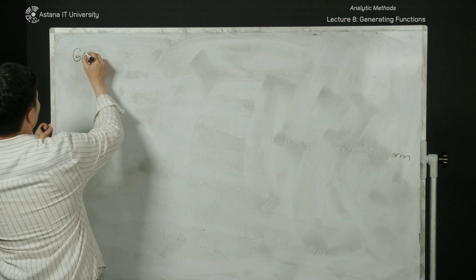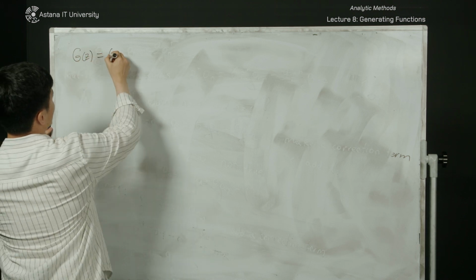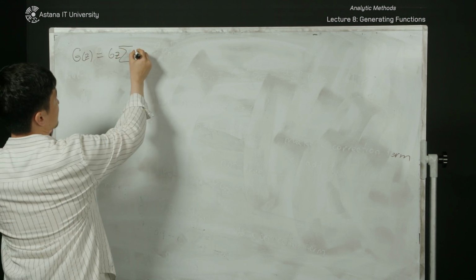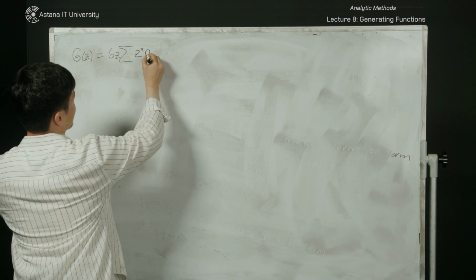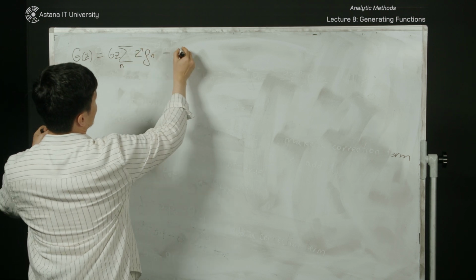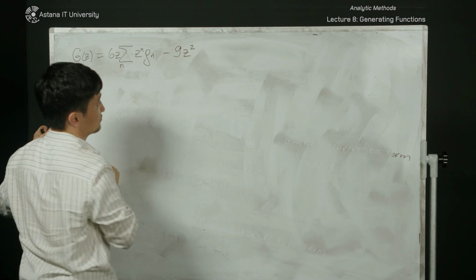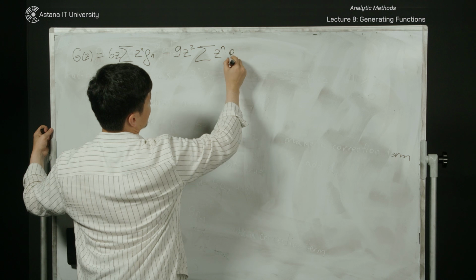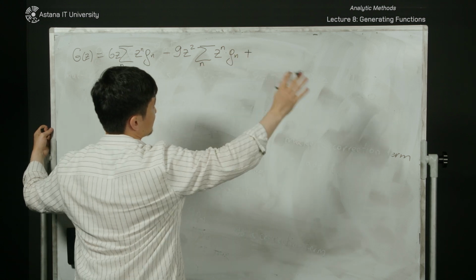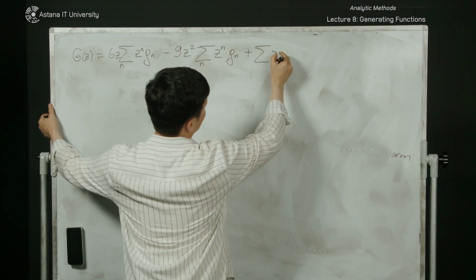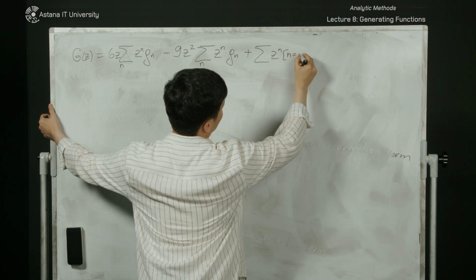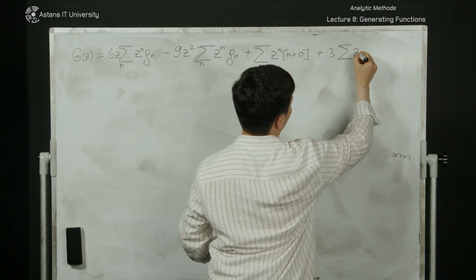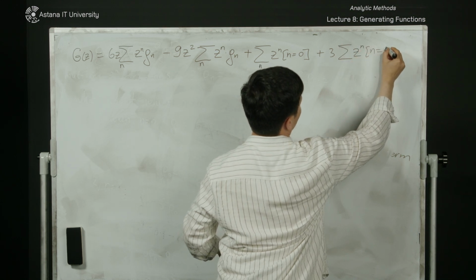So I have g of z equal to 6 times the sum of, okay, I am taking z outside, so I have z to the power of n times g_n, minus 9 times z to the power of 2 outside of the sum, and I have over here z to the power of n times g_n, and plus the remaining terms, z to the power of n when n equals 0, plus 3 times the sum of z to the power of n when n equals 1.